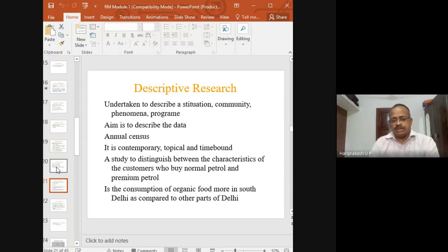This descriptive research I have already described in the very beginning. Some more things and some examples are there, and I think that you can understand. I don't want to repeat it again. The slide is already there. I will share it.